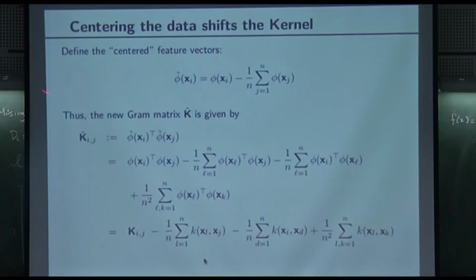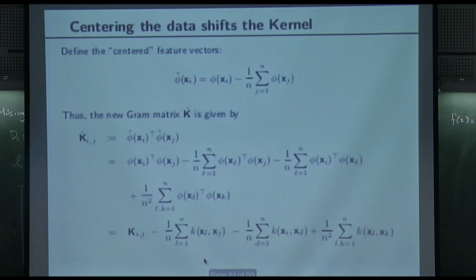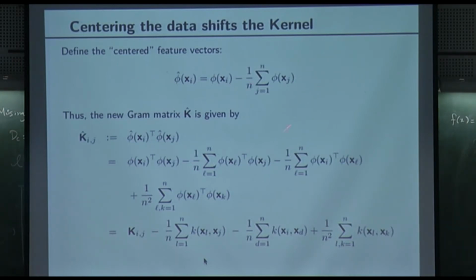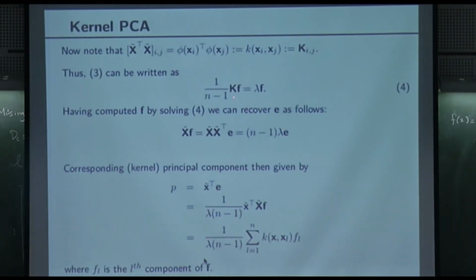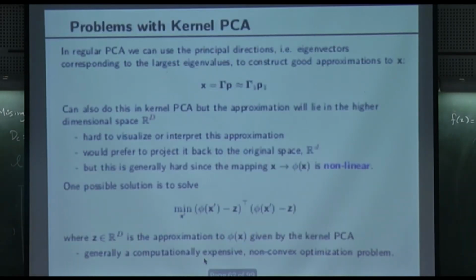Now what we want to do is, we had implicitly assumed that this thing is equal to 0. So what we do is we define centered feature vectors, which is phi hat, which is phi xi minus the mean. This gives me a new Gram matrix k hat. K hat is the Gram matrix which is phi xi transpose phi xj. You plug this value in, you expand everything, and you end up getting that the new Gram matrix looks like that. So instead of solving this eigenvector eigenvalue decomposition problem using k, now you solve it using k hat.